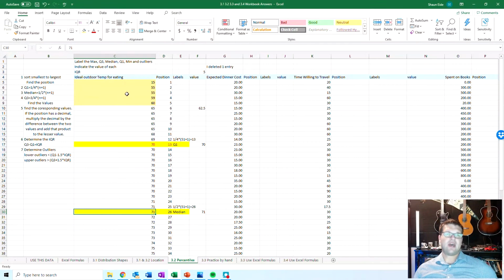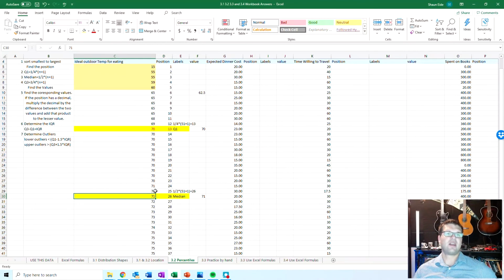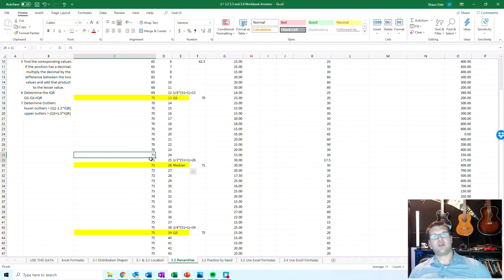Anything above that is in the first half of the data. Anything below it is in the second half of the data. And then once again, use your common sense as to where you're going to put 71 itself. I would put it with its siblings there.